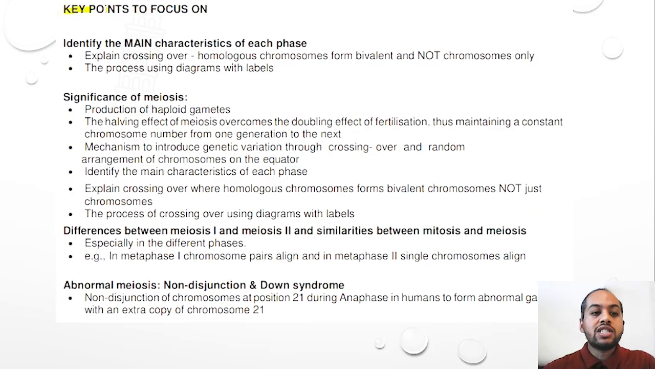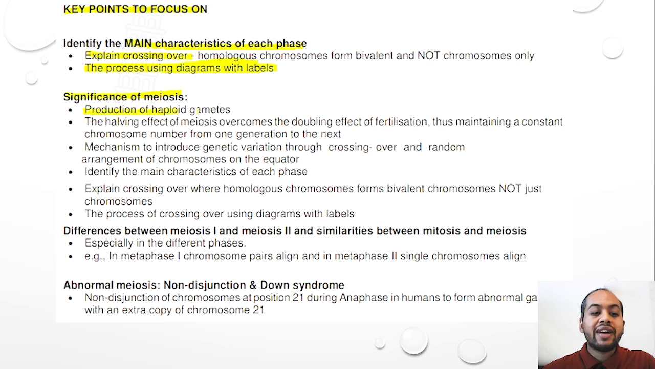Some of the key points that you could focus on when studying this topic are firstly identifying the main characteristics of each phase, explaining crossing over, where you have homologous chromosomes that form bivalents and not chromosomes only. Using the process with a diagram and label, so you need to understand the process using a diagram and labeling the diagram. The significance of meiosis, why is meiosis important?